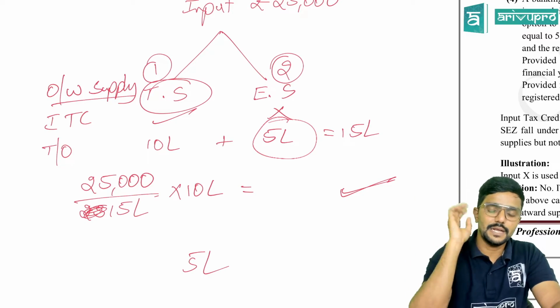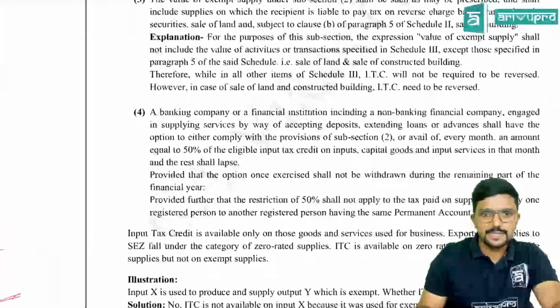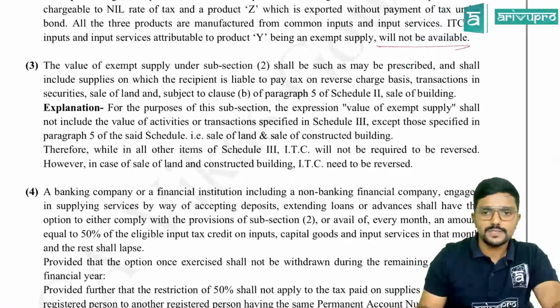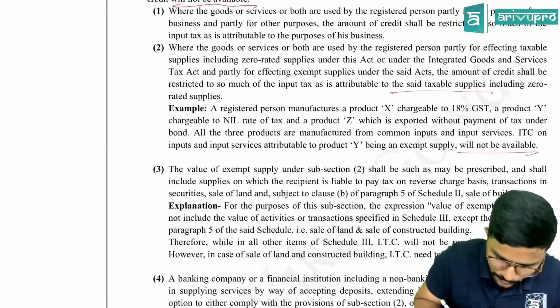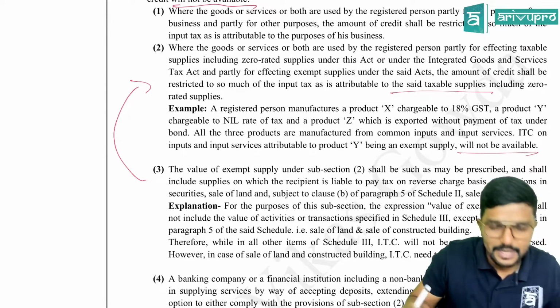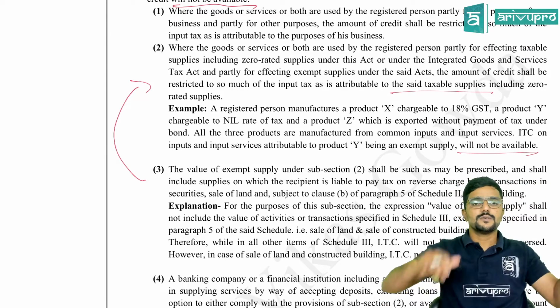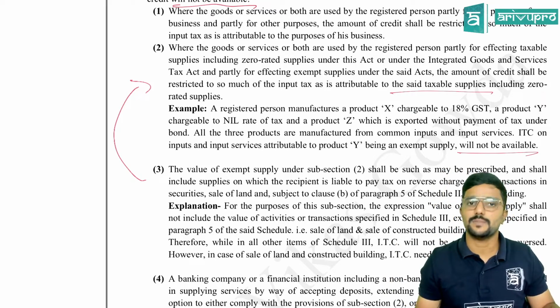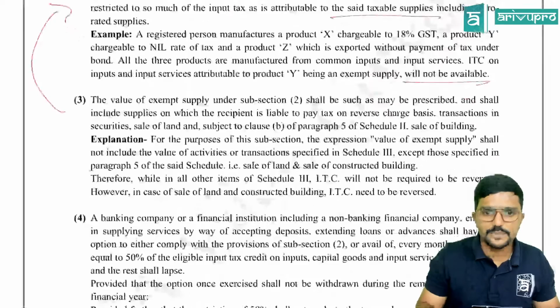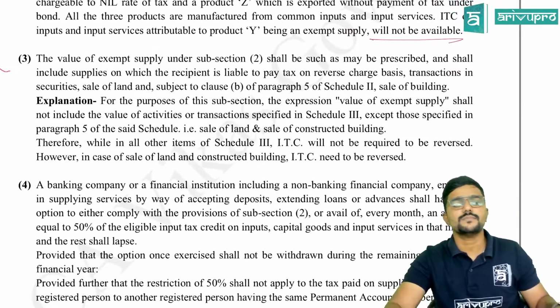Clear? But here they're trying to tell some adjustments also, which is given in subsection 3. Subsection 3 is relevant only for subsection 2. Please be careful. Don't apply this provision somewhere else. So subsection 3 is relevant only when subsection 2 is applicable, guys. Clear? So what subsection 3 is telling, we will see.